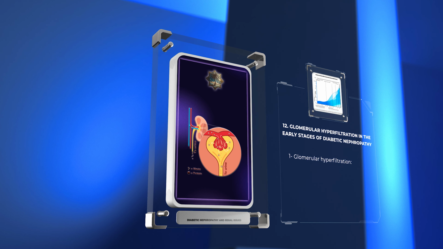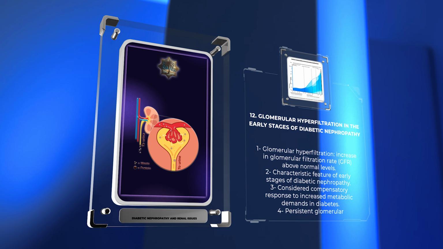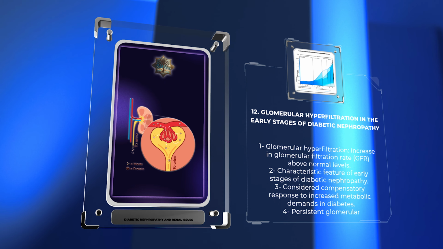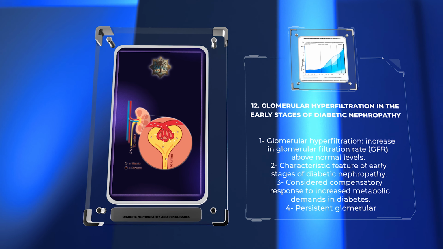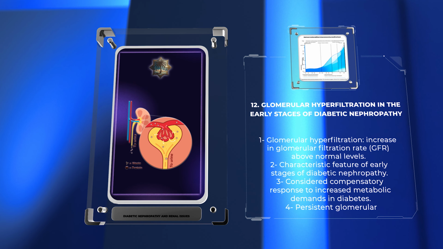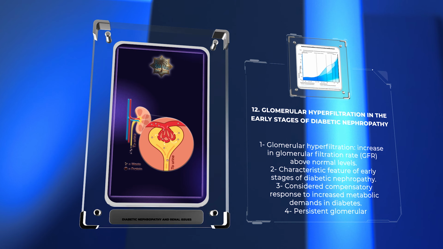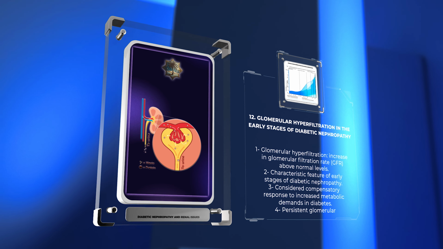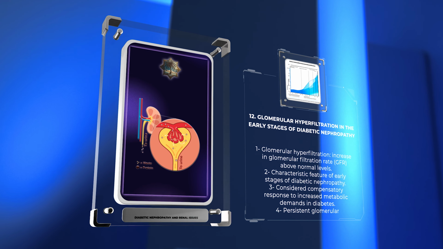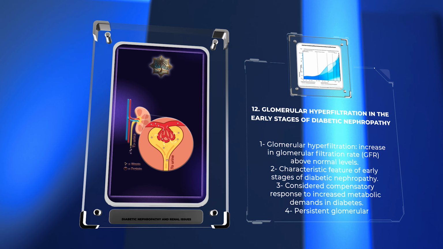Glomerular hyperfiltration, defined as an increase in the glomerular filtration rate, GFR, above normal levels, is a characteristic feature of the early stages of diabetic nephropathy. It is considered a compensatory response to the increased metabolic demands in diabetes. However, persistent glomerular hyperfiltration can lead to glomerulosclerosis and the progression of renal damage. Understanding the mechanisms underlying glomerular hyperfiltration can help in the development of therapeutic strategies to mitigate its detrimental effects.